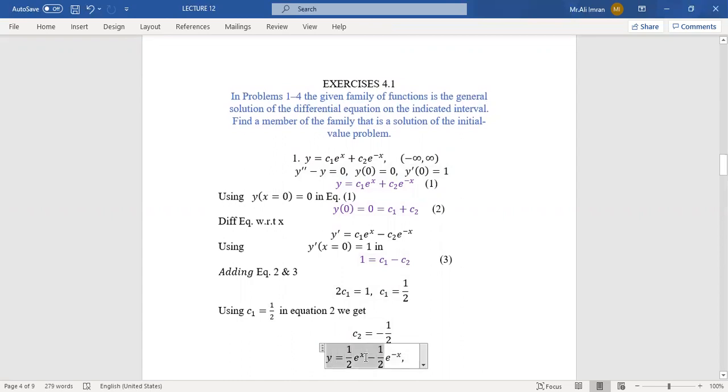Using the values of c1 and c2 in equation number 1, we will have the solution y is equal to 1 by 2 e power x minus 1 by 2 e power minus x. Now we have a particular solution. Earlier the solution was given in terms of c1 and c2, which were unknown. Now c1 and c2 are known. This is the member of the family that is the solution of the initial value problem.